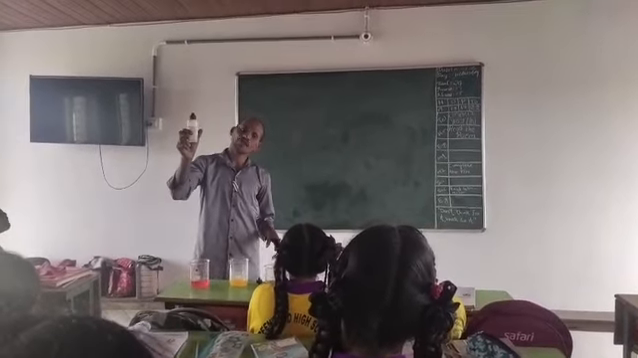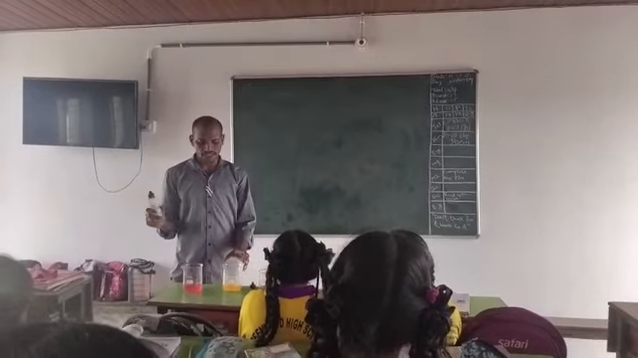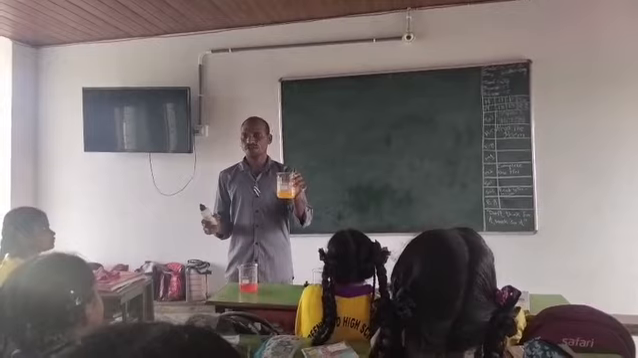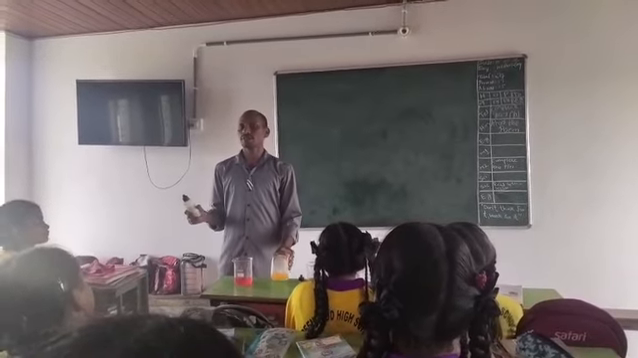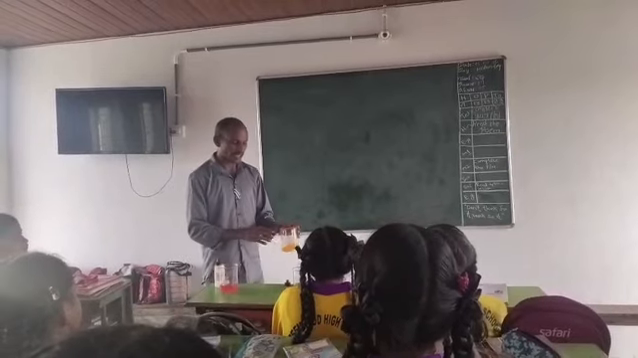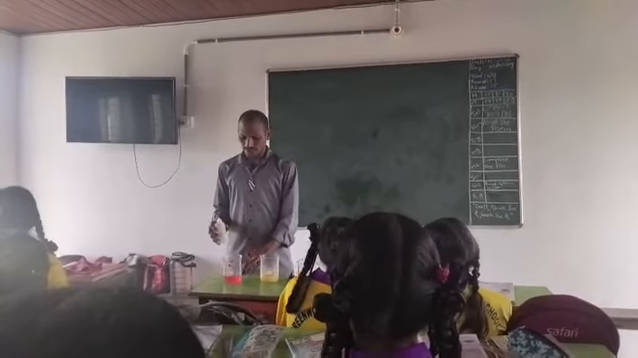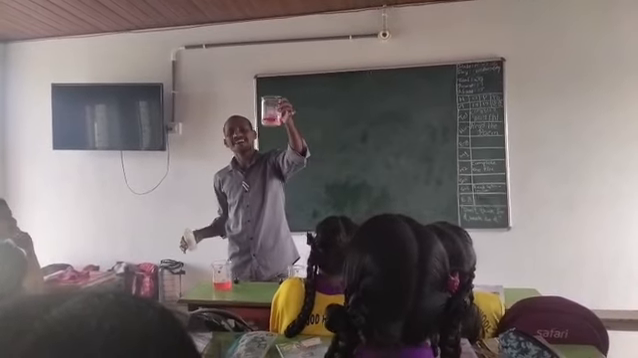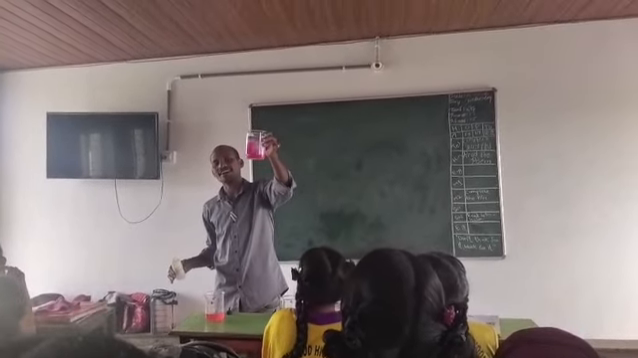Now, what is this phenolphthalein? With the help of phenolphthalein, we can find only the bases. When phenolphthalein is mixed with bases, it turns into the pinkish color. Let us see. Phenolphthalein we are adding. Which color?